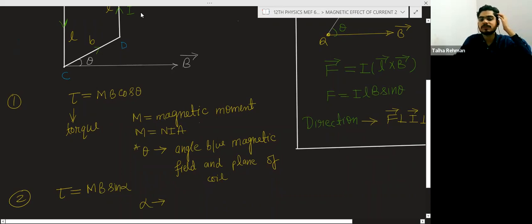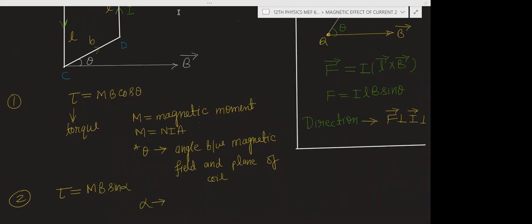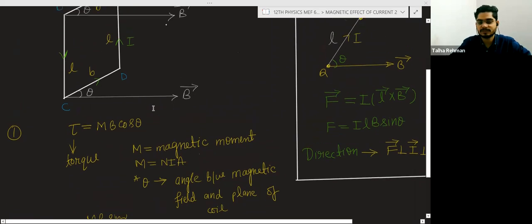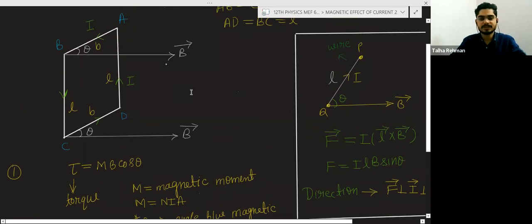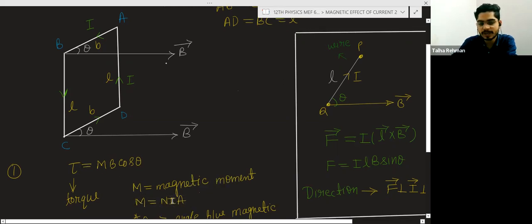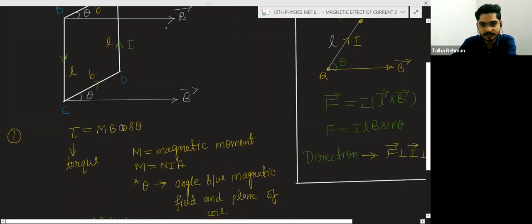Hello, Nawal. Hello, sir. So I am just discussing the topic of the last class. We have discussed what happens when you place a current carrying coil in the magnetic field. This is the current carrying coil ABCD, and this is the magnetic field. There will be a torque on the coil, given by MB cos theta. M is the magnetic moment of the coil, given by number of turns in the coil, current in the coil, area of the coil, and theta is the angle between the magnetic field and the plane of the coil.